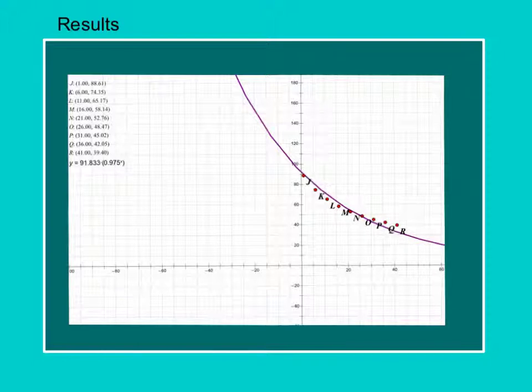Now moving on to the equation. If we look at different components of the equation, we can first start with y, which in this case represents the cooling of the water. And now we can look at the initial condition, which is 91.833. Next would be the growth factor, but in this case the decay factor, which is then raised to the power of x, which in this case represents time.